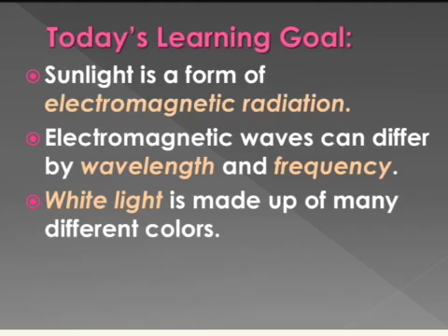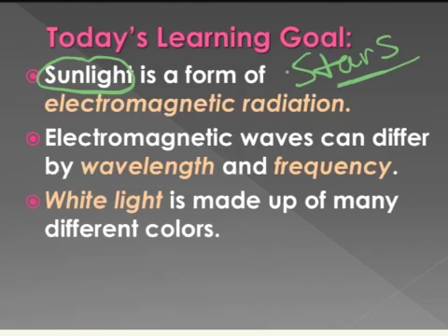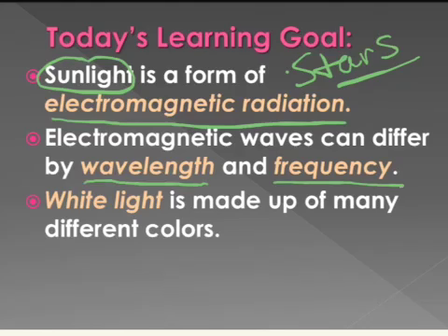So my goal for you today is, I have 3 of them. First of all, you need to understand that sunlight or radiation coming from stars, okay, this also is anything coming from stars, is called electromagnetic radiation. That electromagnetic waves can differ. They differ by wavelength and frequency, and of course those two are related. And also, what I want you to understand is that white light that we get from the sun is actually made up of different colors of light, and we'll talk more about that later.